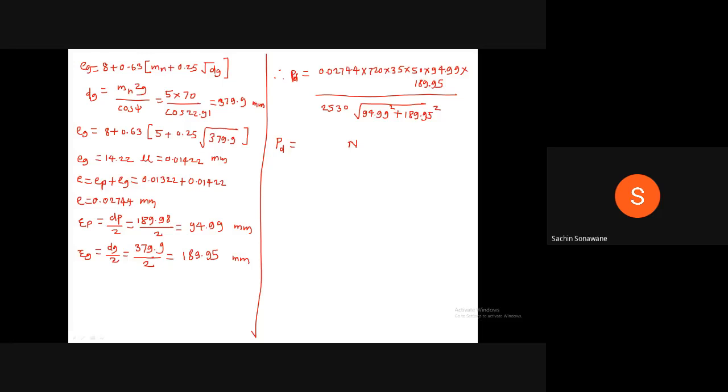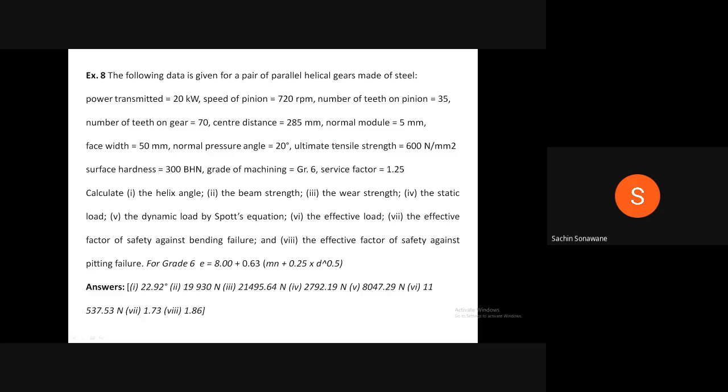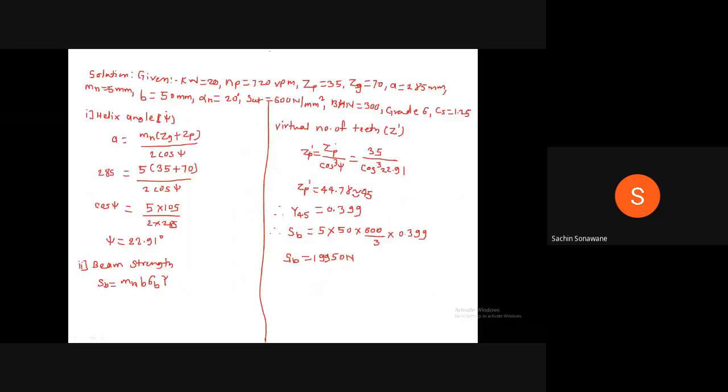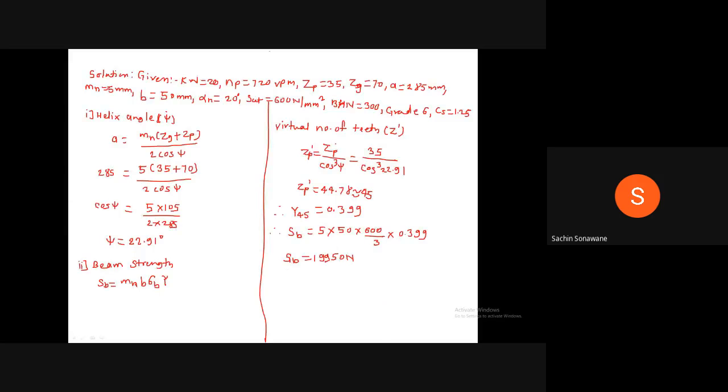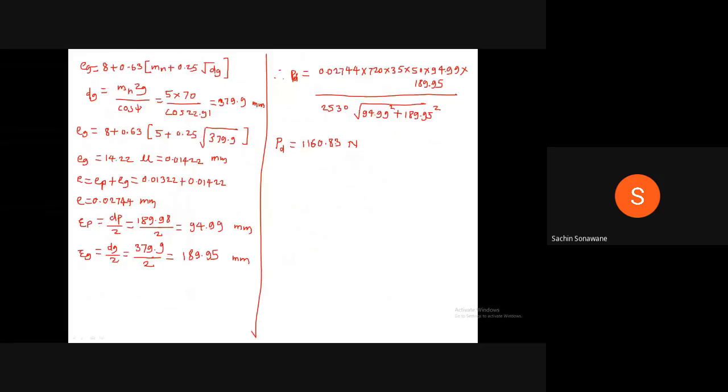What is the dynamic load? 1160.83. Whether we are getting correct values? Yes, correct. Dynamic load, the Buckingham equation has been used. Whether this value is correct, all the students?